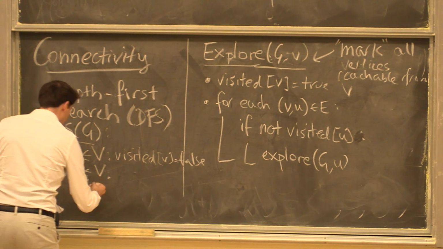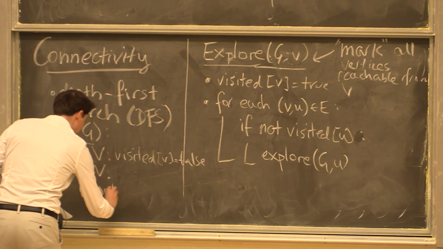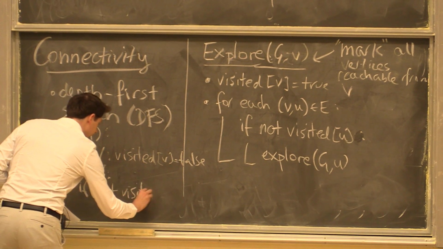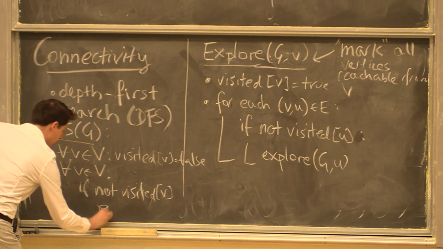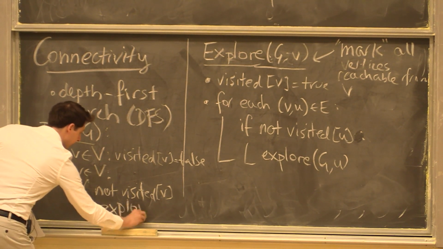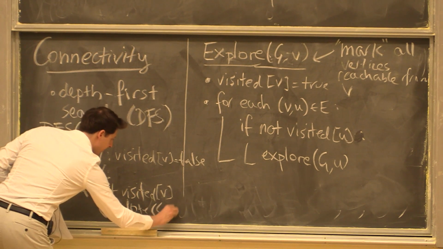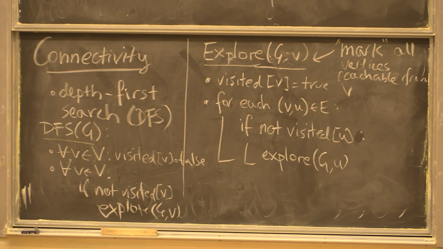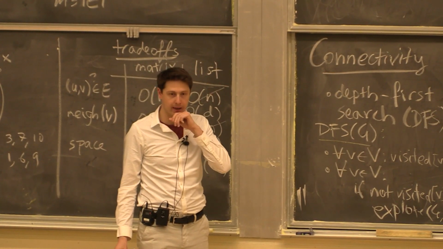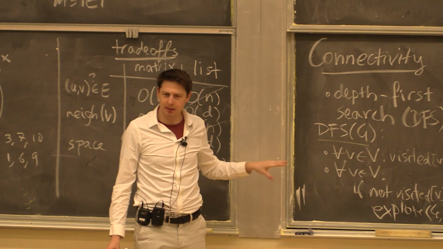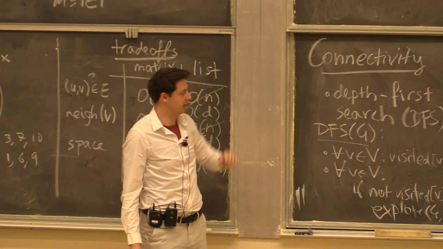if v is not visited, then you explore it. So hence, we're using this subroutine, okay? DFS will mark all the vertices in the graph, okay? Is that clear? It should be, right after we prove that one.